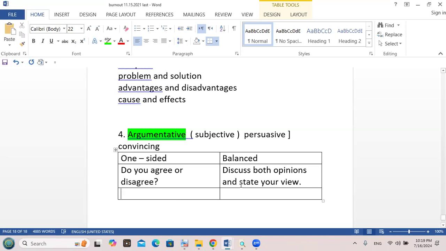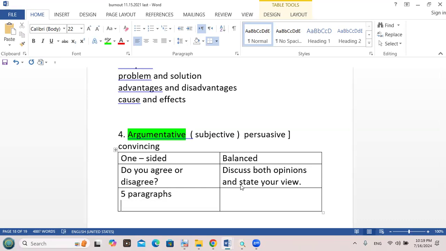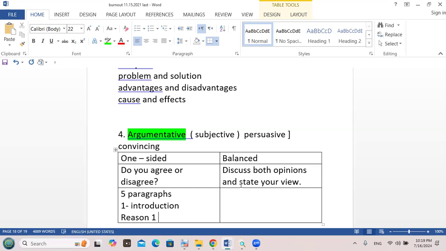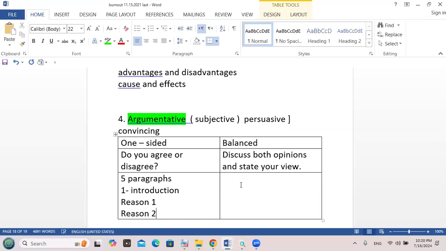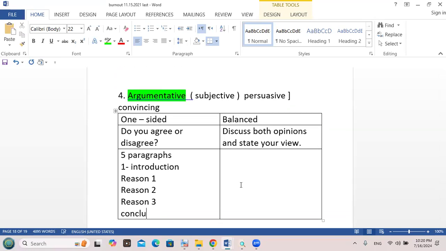Basically, when you write a one-sided essay, it's better to write 5 paragraphs. Paragraph number one, the first paragraph, is an introduction. Then body one would be reason one, body two, reason two, and body three, reason three. And then you have to write a conclusion. Today, inshallah, we're going to try how to write a conclusion and how to write an introduction. So here we have this one.